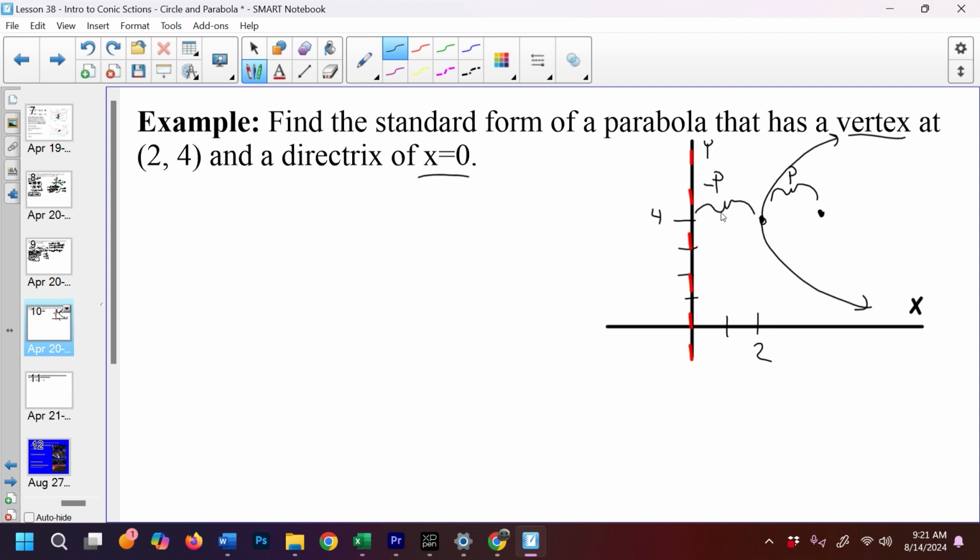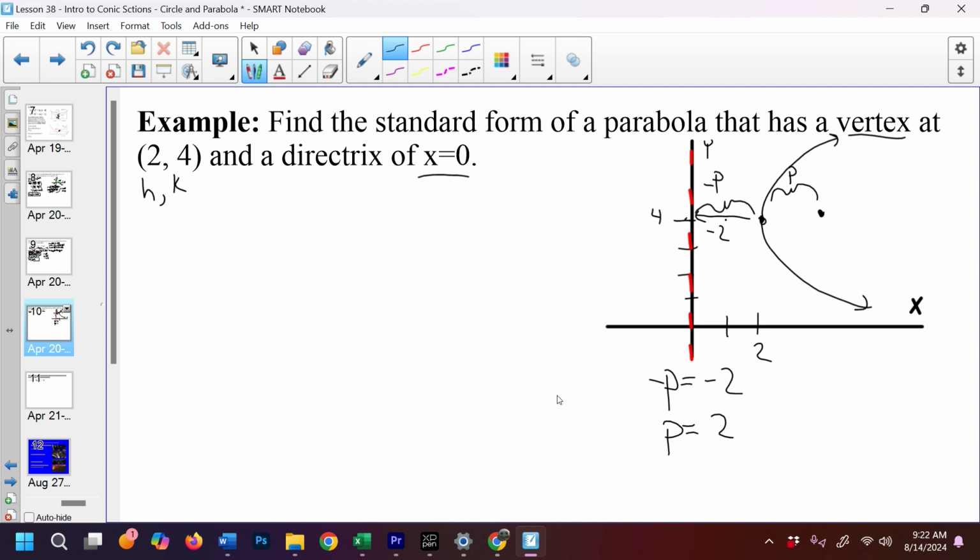All right, since I can measure this, if I go from my vertex to my directrix, I go back 1, 2. So this distance right here is negative 2. So negative p is equal to negative 2. With that, and since negative p is equal to negative 2, positive p has to be equal to positive 2. Now I know everything that I need to know to plug in, because this, if you recall, is your h and your k. I have my p.